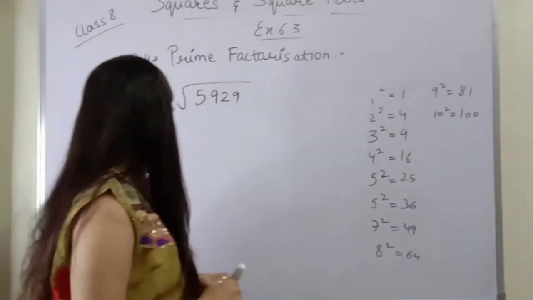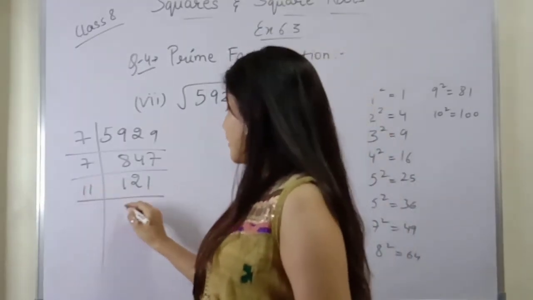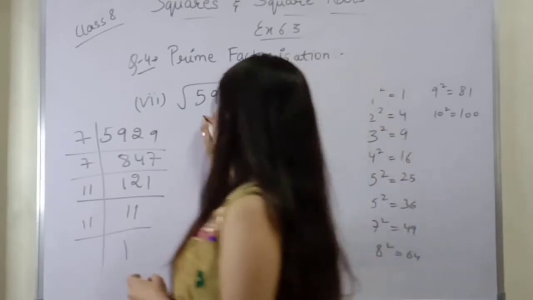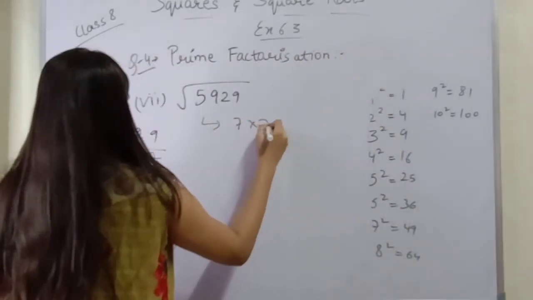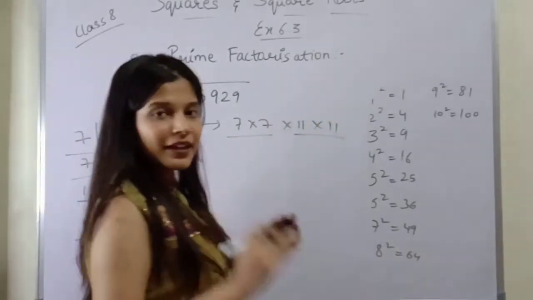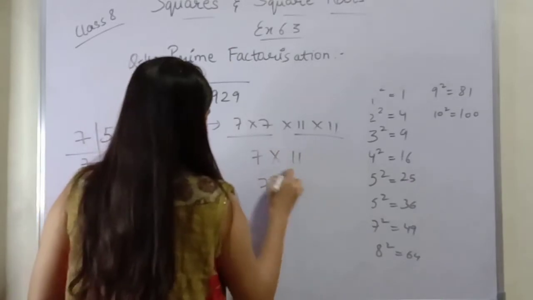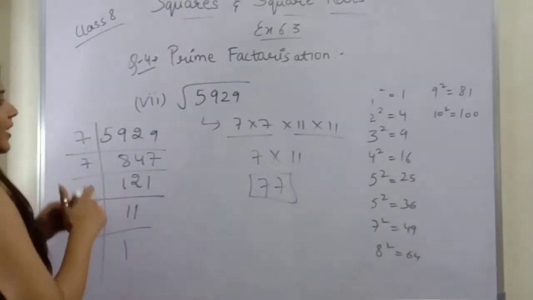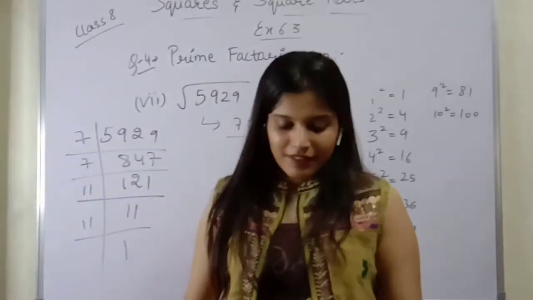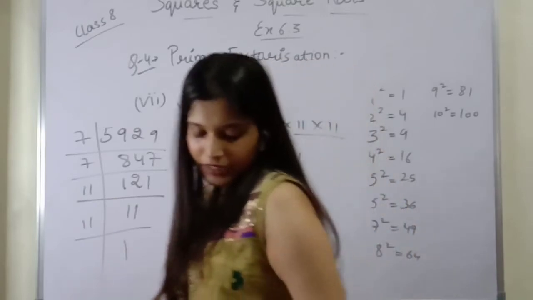Now 121 is the square of 11. So 11 11s are 121, 11 1s are 11, which gives us 7 into 7 into 11 into 11. So pairing हो गई, 7 का एक pair and 11 का एक pair. 7 into 11 is 77. So it means that square root of 5929 is 77. This was part number 7th. Now let's come to the 8th part.